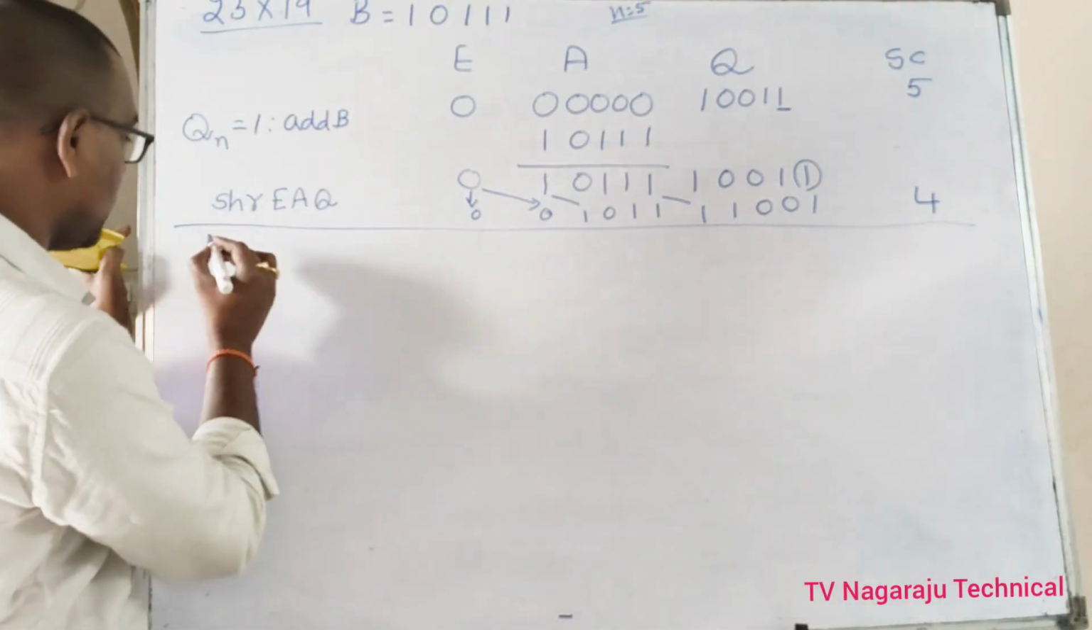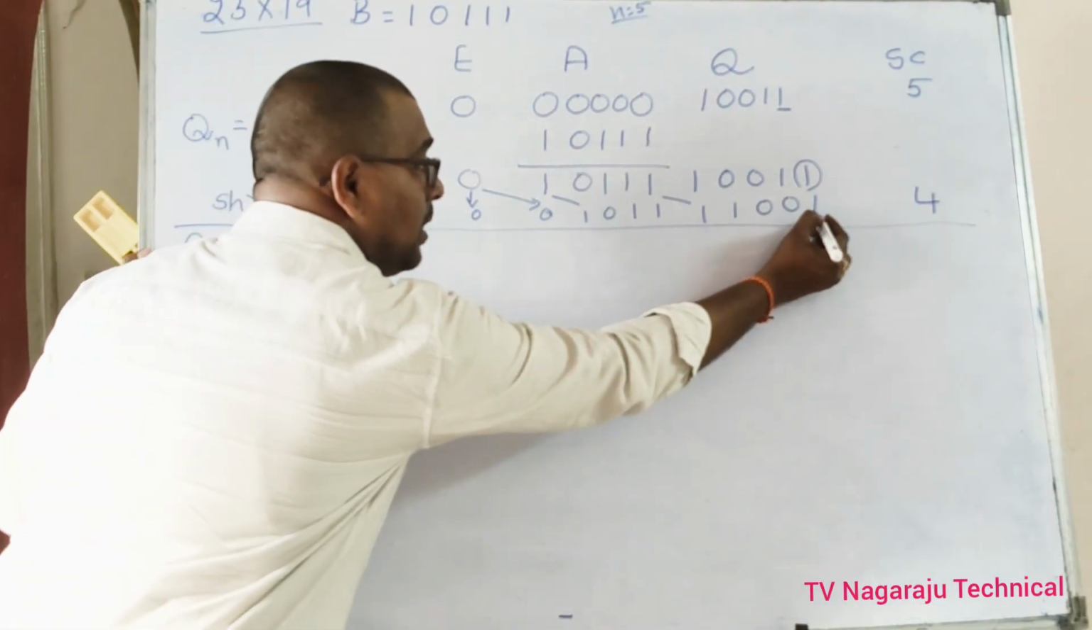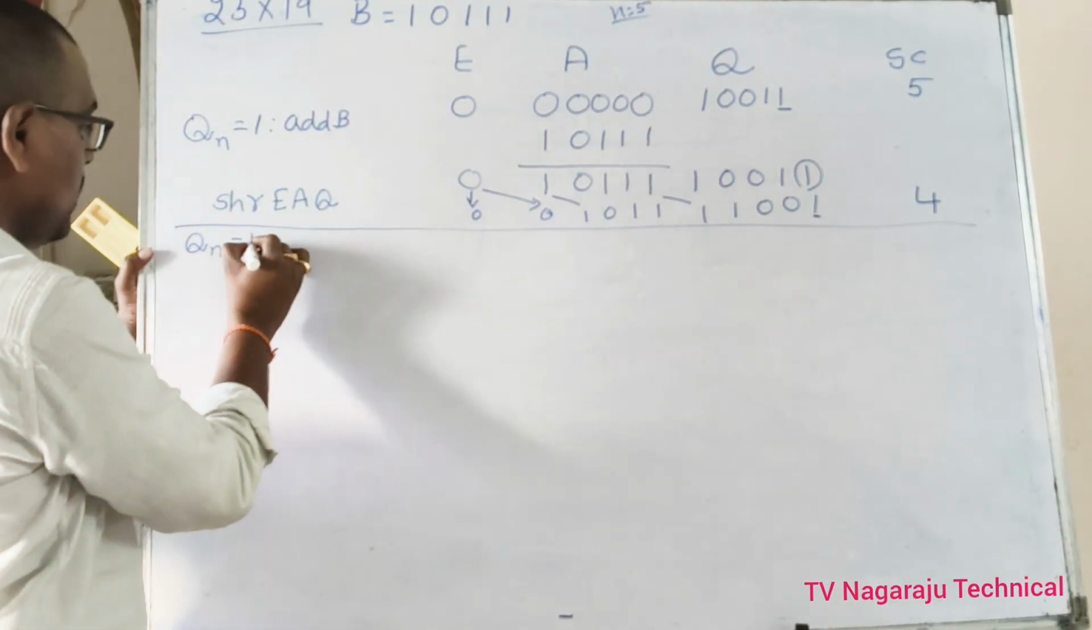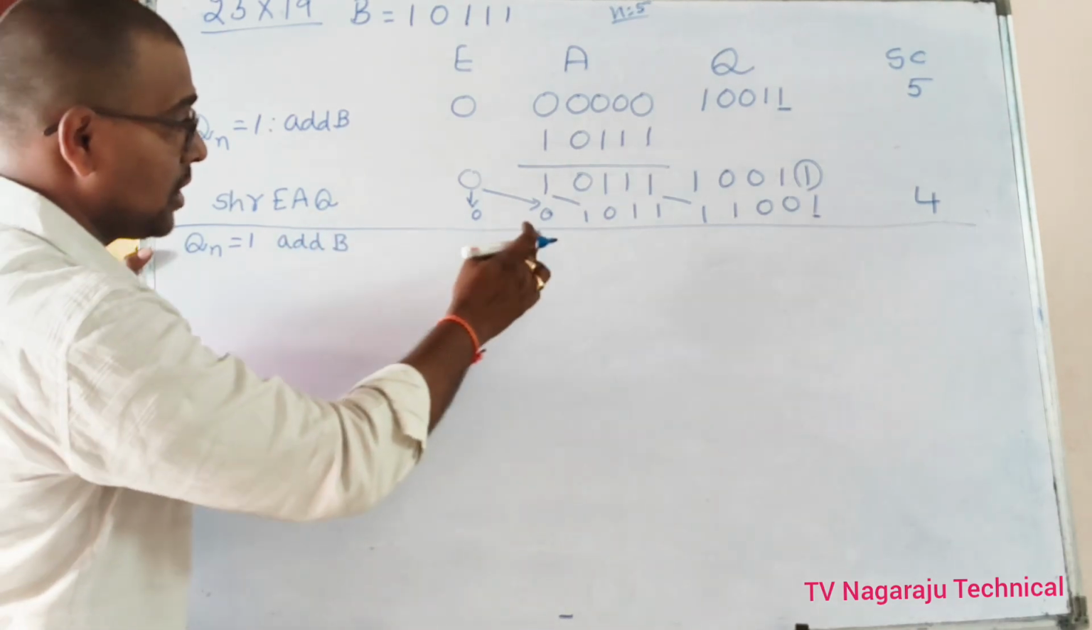Coming to the second iteration. In the second iteration, what is the value of Qn? Again, the Qn value is equal to 1. Then we are doing the add operation.